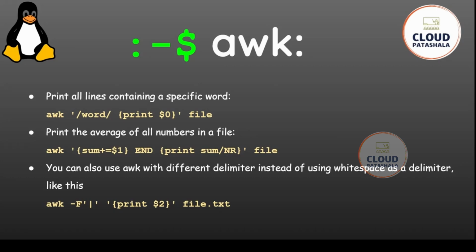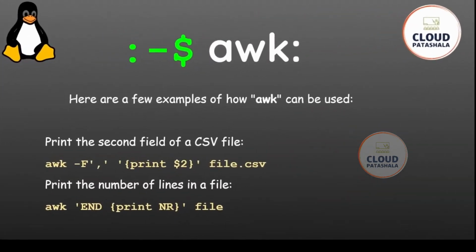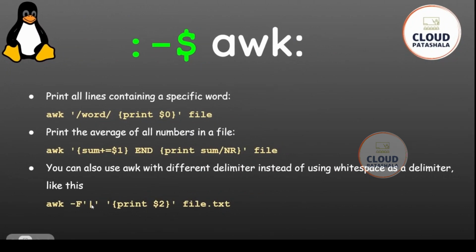You can also use awk with different delimiters instead of using white space as a delimiter. awk -F, and then you could use a pipe as a delimiter this time. In the previous example, you saw that we used comma as a delimiter. In this case, we are using a pipe as a delimiter.